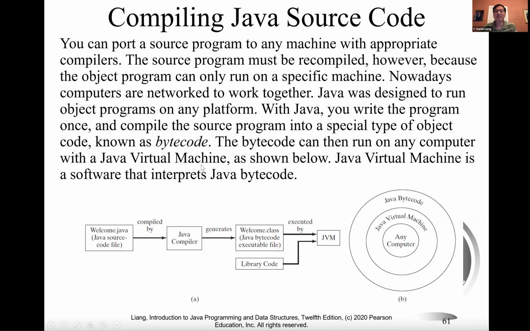In the Java virtual machine, on every platform, you'll have a different Java virtual machine. The virtual machine serves as an interface to work with your bytecode on any specific machine.